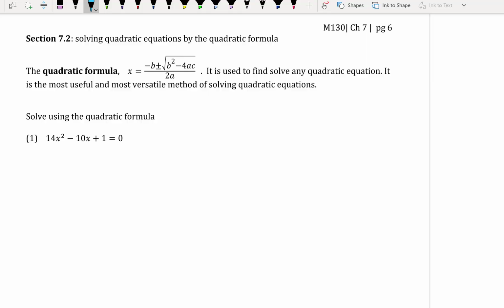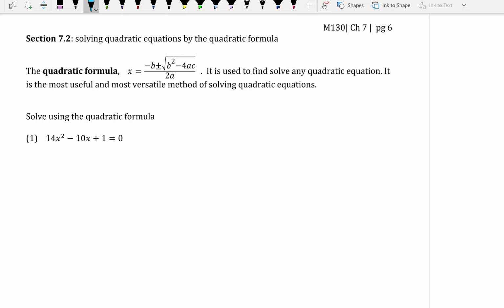Hello Math 130 students, we are going to pick up on page 6, section 7.2, solving quadratic equations by the quadratic formula. The quadratic formula is given to you as negative b plus or minus the square root of b squared minus 4ac all over 2a. It's used to help solve any quadratic equation.